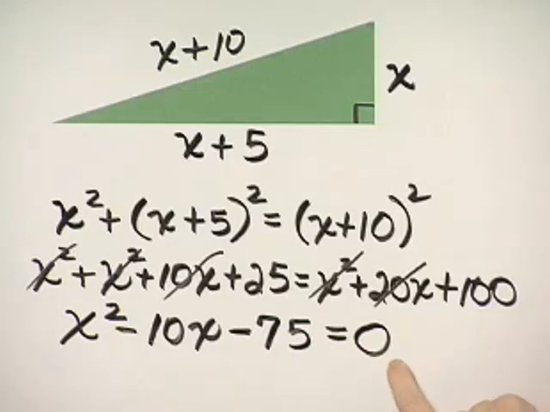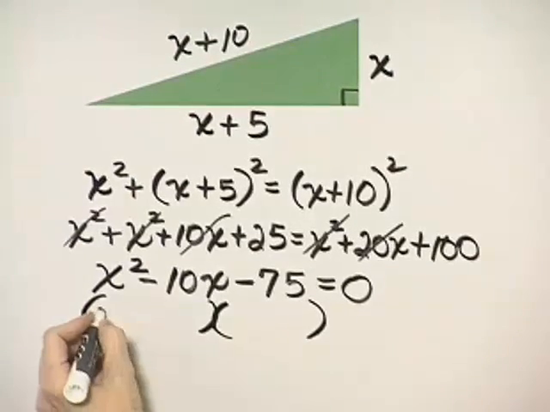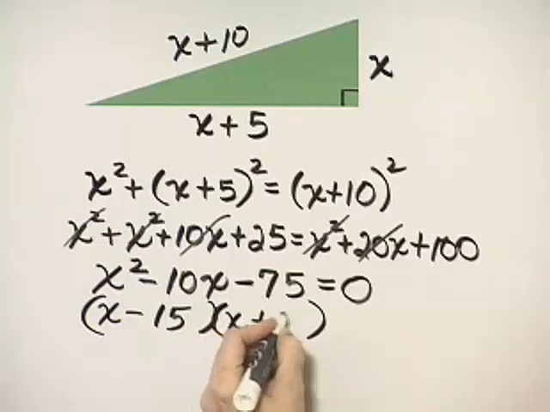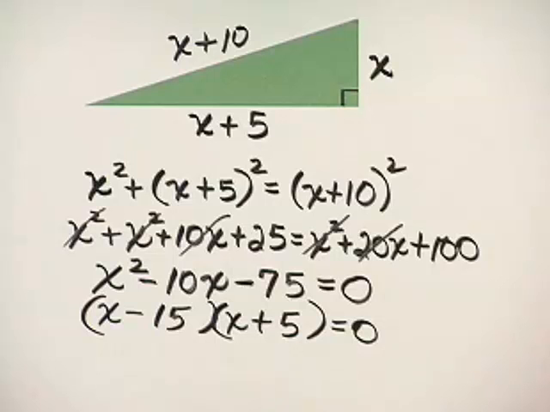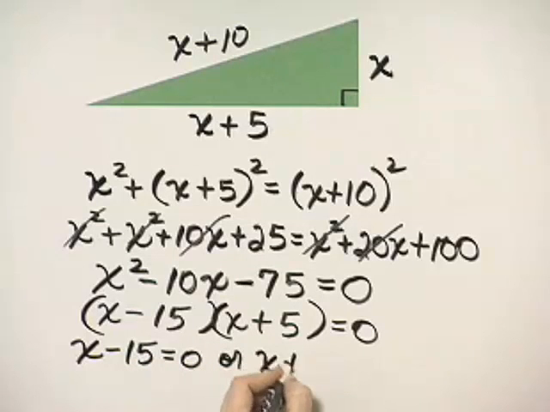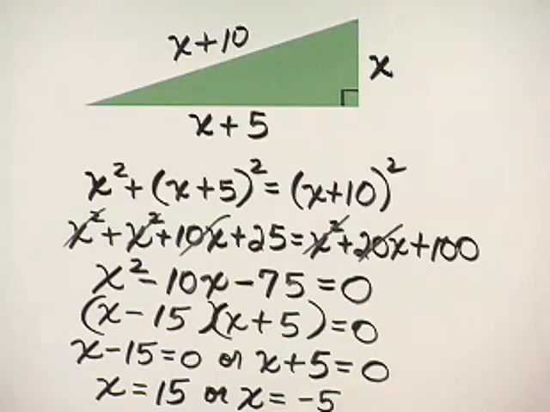I was trying to get 0 on one side, and now let's see if we can get a factored polynomial on this left side. If you work with this and factor it, you'll factor it as x minus 15 times x plus 5 is equal to 0, and then you set each factor equal to 0: x minus 15 is equal to 0, or x plus 5 is equal to 0. Here add 15 to both sides. We'll have x is 15, or x is negative 5.